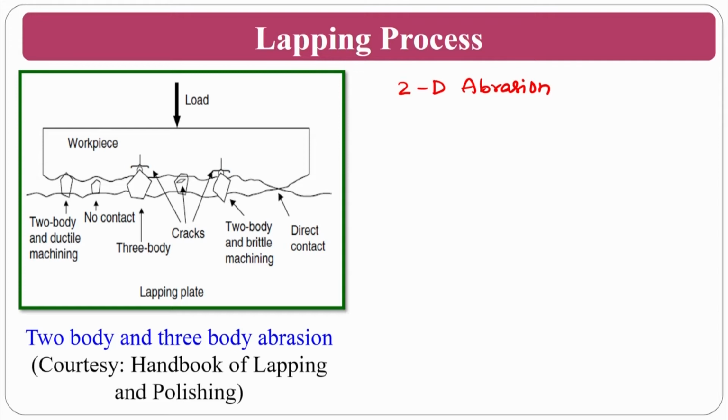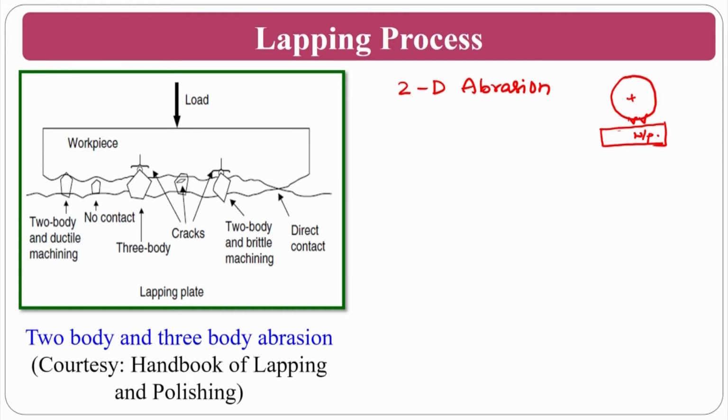2D abrasion means there is no relative motion between two surfaces. Assume grinding. In a grinding process, what will happen? You have a grinding wheel where abrasive particles are fixed, and you have a workpiece at the bottom. So there is no relative motion between the abrasive particles and the grinding wheel. So whatever the abrasion, if I give the depth of cut and all those things, approximately the same depth of cut will be removed from the workpiece. Okay. So that is nothing but 2D abrasion.